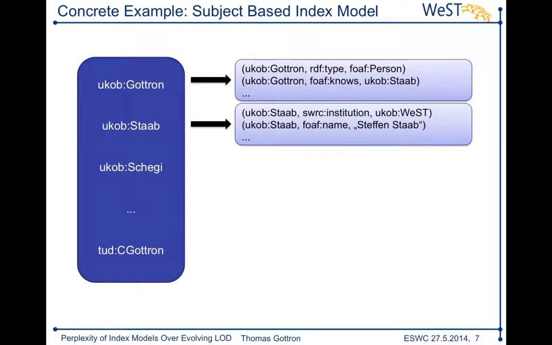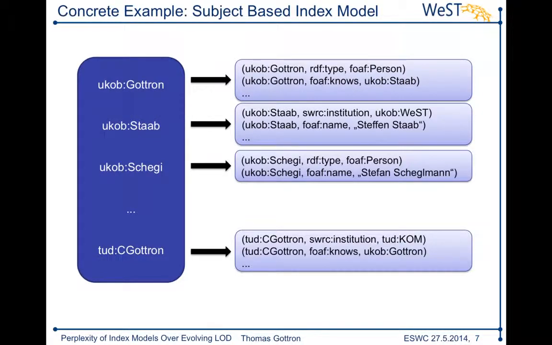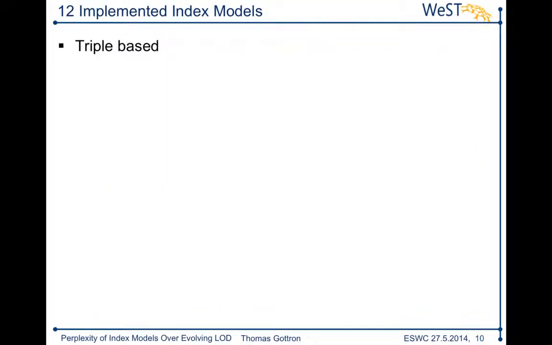I could get information about Steffen Stab, my colleague Stefan Schegelmann, or about my brother Christian working at the Institute Com at the University of Darmstadt. So in fact, this example is one of the 12 implemented index models which we have analyzed in this paper. And I've put them in the category of triple-based index models because I'm using one piece of information out of a triple to look up the full triple.